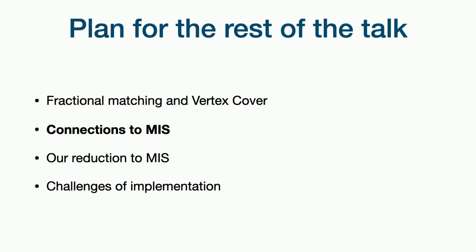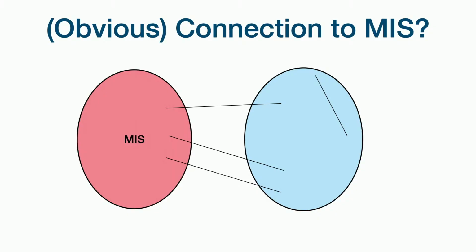OK. So that was just a quick recap of the linear programs for matching and its dual. So what's the connection to MIS? There's an immediate connection to MIS from the perspective of vertex covers.